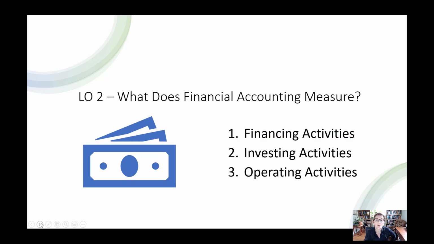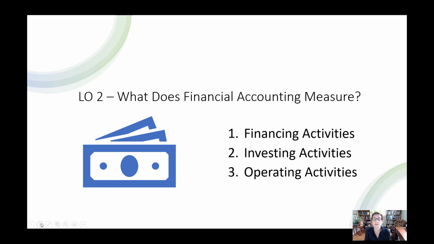All right, so what are the things that financial accounting measures? There are three kinds of activities, and please watch the other videos in Chapter 1 because those are going to help really to define this a little bit better. There are financing, investing, and operating. And we'll see how those are reported shortly.